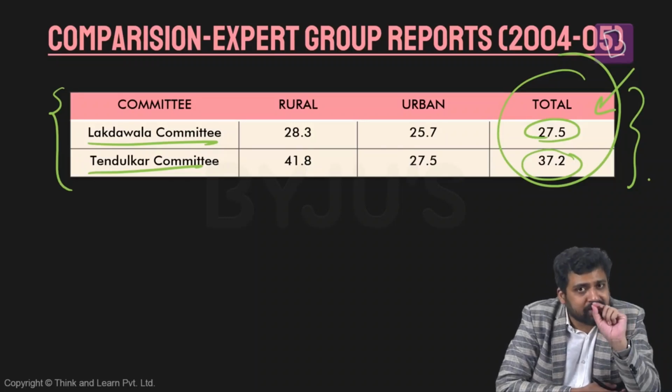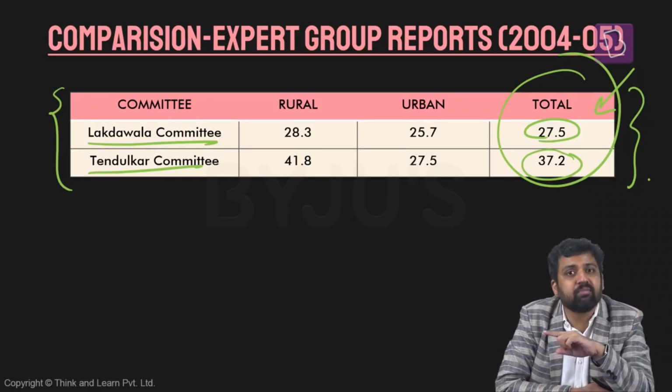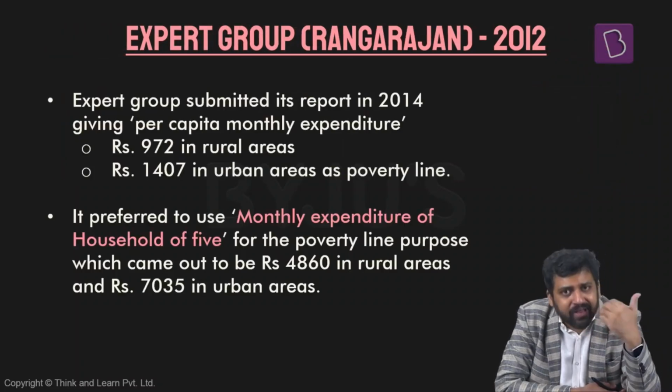So what is important is you should always look at the details, right? Just don't look at the numbers, 37.5 or 27.5. Look at what all goes behind these numbers, right? How these numbers have been arrived at. So this is what will give you a better sense of the situation. Now, this was in 2004-2005. After that, again, some attempts were made to estimate poverty.